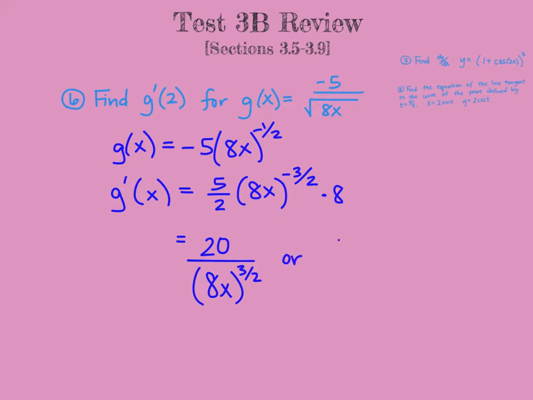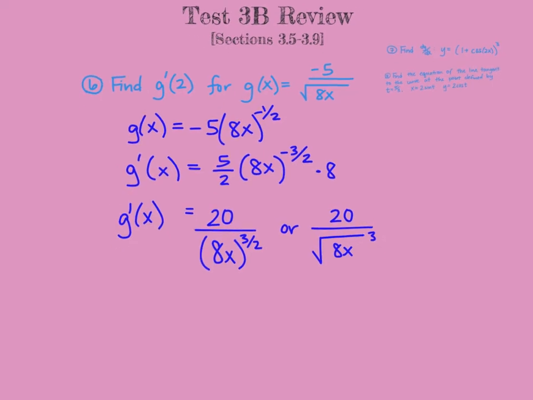Or you can write this as 20 over, and then since it's 3/2, the 2 is our index, telling us what kind of root we're taking, so the square root of 8x, and then whatever that ends up being is cubed. So we can write that either way. That's our g prime function.